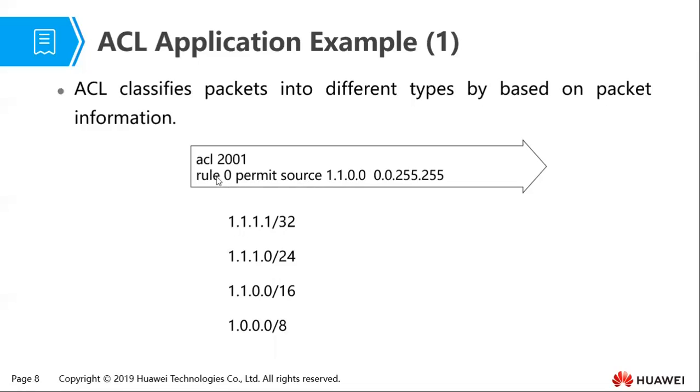Now, what happens with ACLs? We must have learned this during HCIA. What happens when a packet does not match any rule? When a packet does not match any rule, what happens to that packet? Is it going to be dropped or is it going to be forwarded?